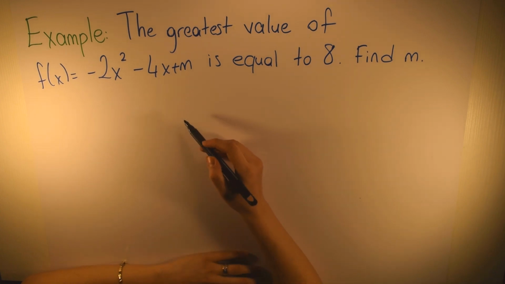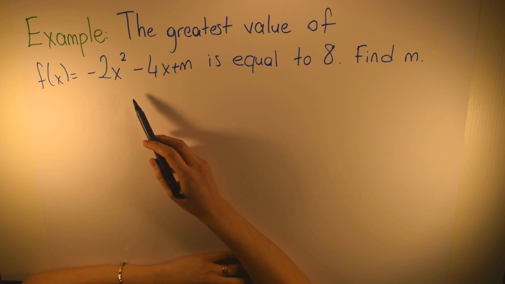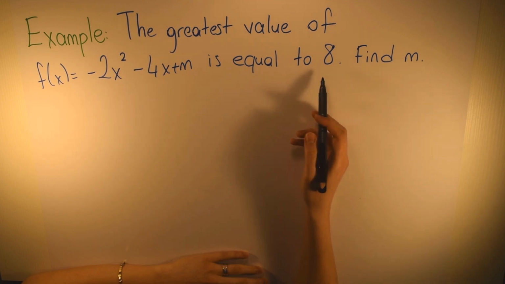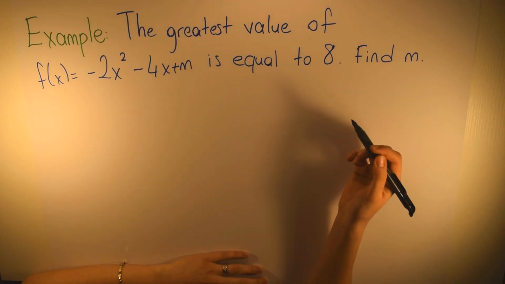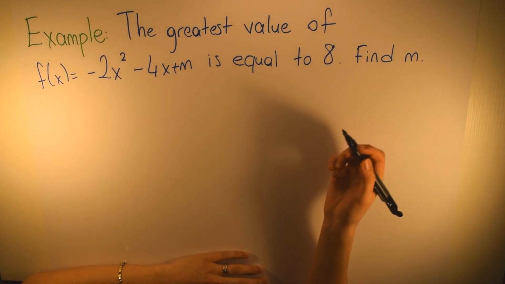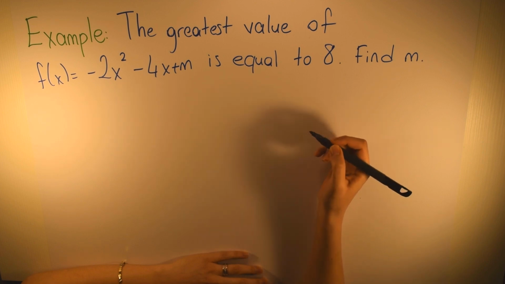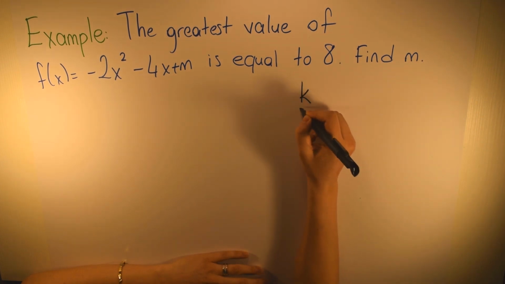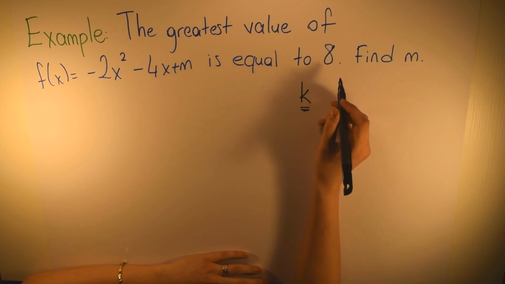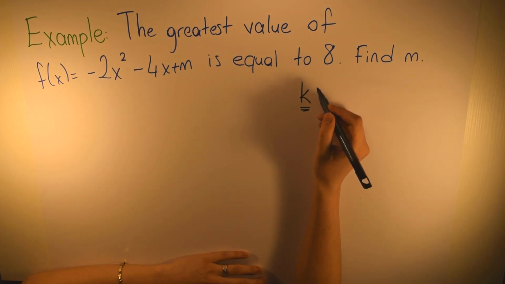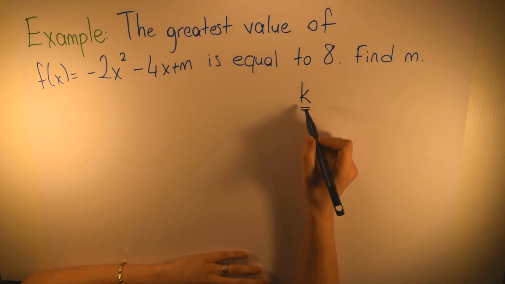Let's look at this example. Here we have the greatest value of f(x) is equal to minus 2x squared minus 4x plus m is equal to 8. Find m. You will see these terms a lot. It will say the greatest value of this parabola, the lowest value of this parabola. When they say the greatest value or the lowest value, it means that they're talking about the value of k. Okay, don't forget, they are talking about the value of k. So in this question, first we need to find the vertex formula, and after that we will be able to find the value of m by using the value of k.